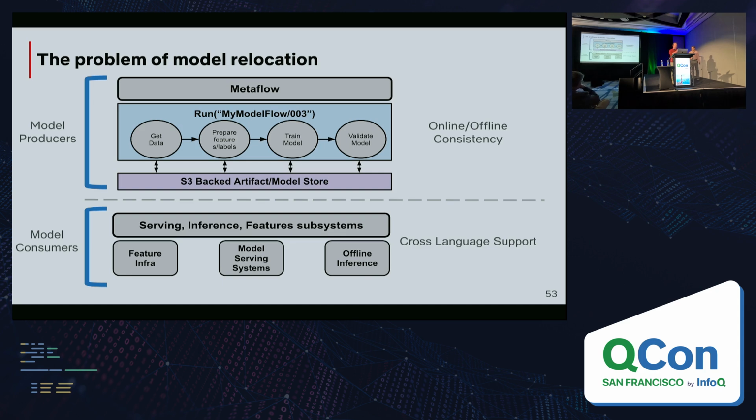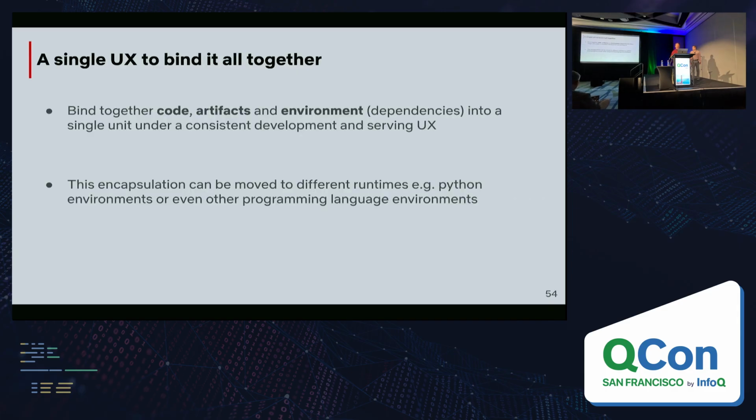Now, this problem of relocation gets even trickier if you are working in a large company like Netflix. You know, it's not just us working on a machine learning platform. There's a large team. And in fact, some of that team implements their systems in different languages. So we have a large Java Scala stack to do feature engineering, model serving, and some offline inference. And so how do we share code from Metaflow with all of these other systems?